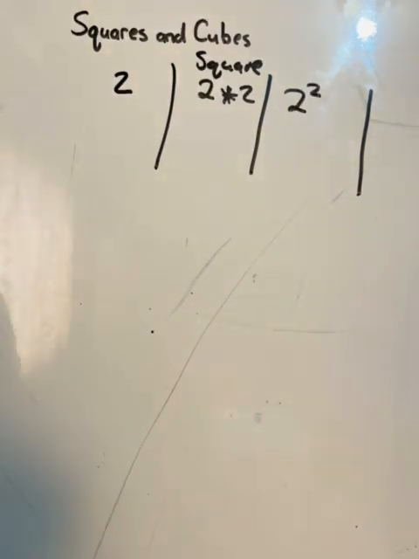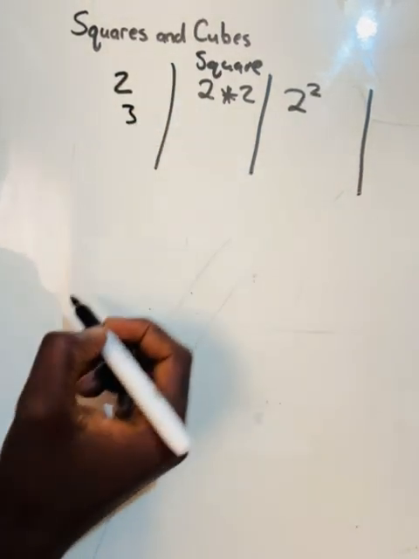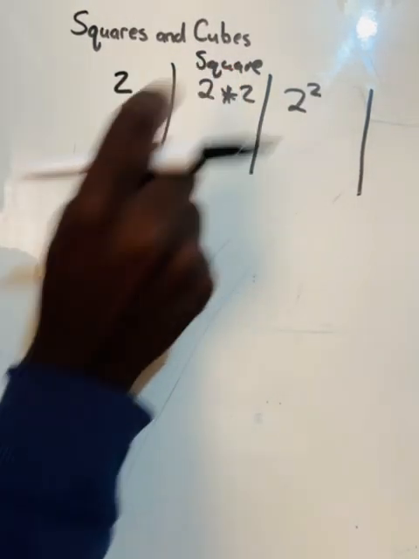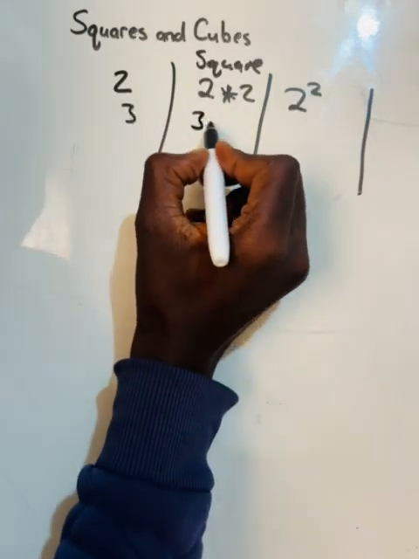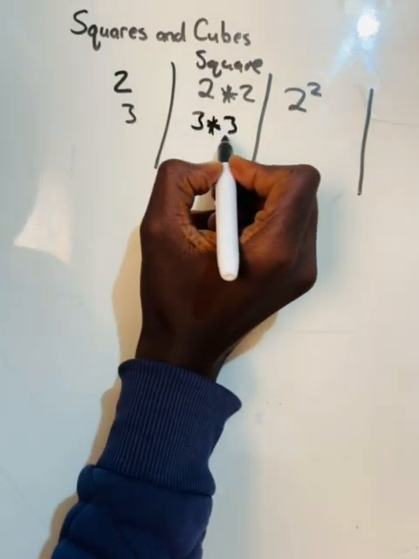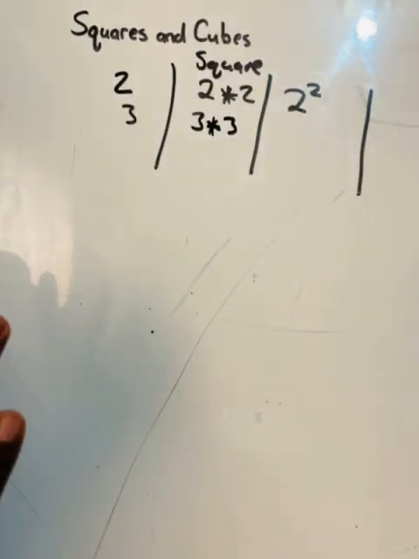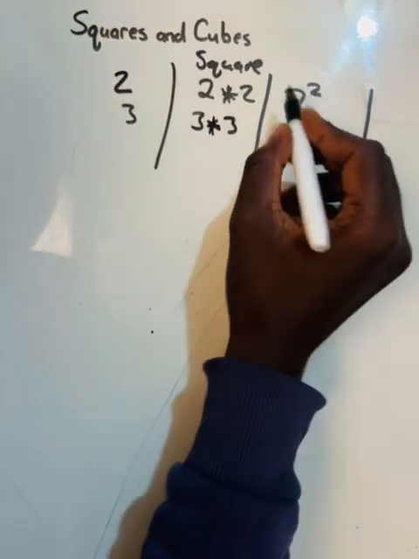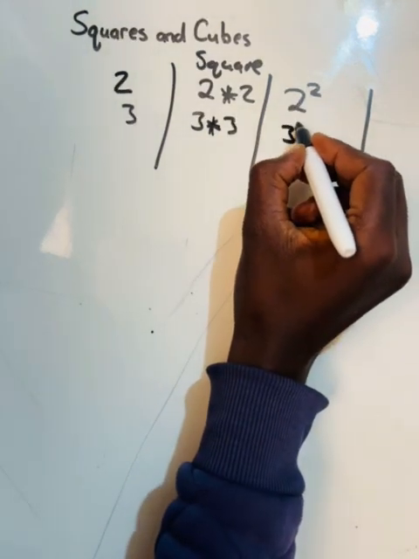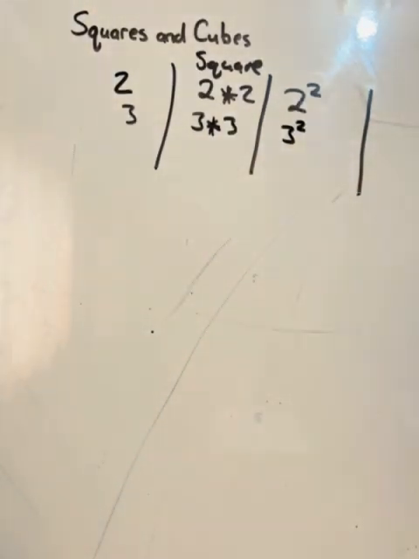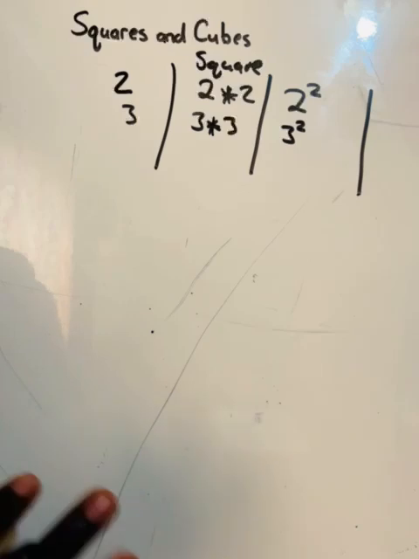Let's try another number. If we try number 3, what does it mean? If they're saying square, it simply means 3 multiplied by 3. And if we write it in exponential form, we now write it as 3 to the power 2, right? So these are squares.